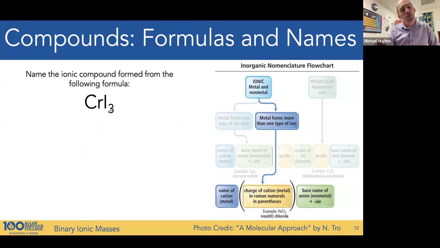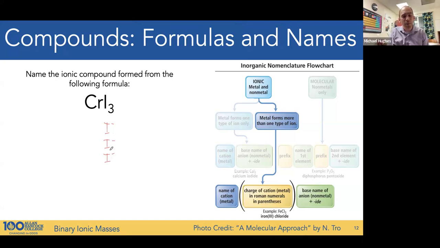Chromium with 3 iodines. So chromium is a metal. It's a transition metal and not silver, cadmium, or zinc, those 3 transition metals that we know the charge of. And so we're going to use the Roman numerals in the parentheses to tell us what the charge of the metal is. Well, how do we know the charge? Well, it's this metal cation is being countered by 3 iodines, and iodine is always 1 minus as a halogen in group 17 or 7A.